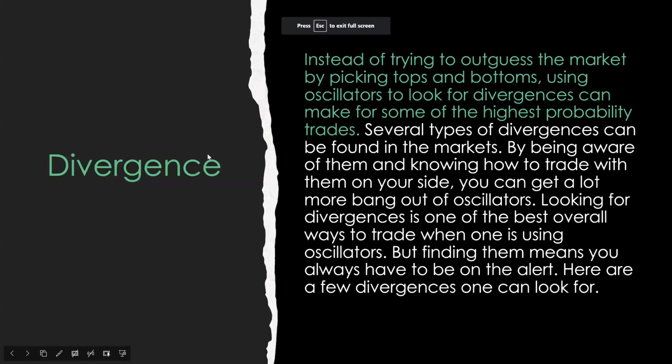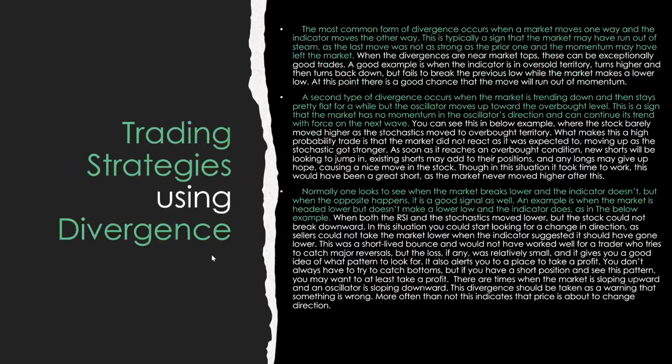So now let's talk about divergence. Instead of trying to outguess the market by picking tops and bottoms, use oscillators to look for divergences. Several types of divergences can be found in the markets. There's hidden divergence, and there are levels of it. By just being aware of them and knowing how to trade with them on your side, you can get a lot more bang out of momentum oscillators. Looking for divergences is one of the best overall ways to trade if you're using momentum oscillators, but finding one means you have to be on the alert, really looking for them.